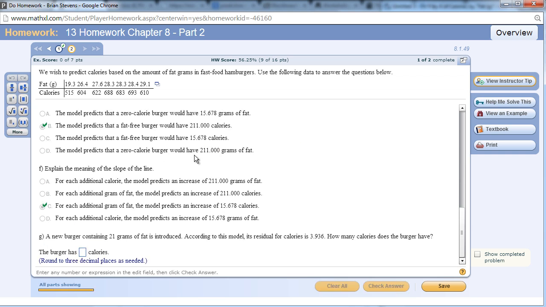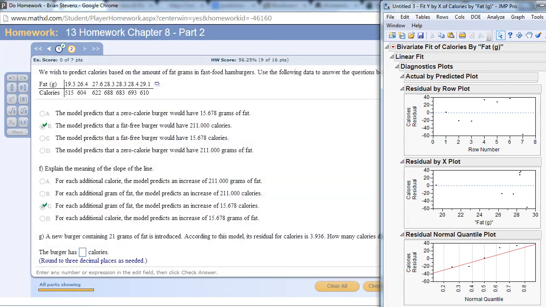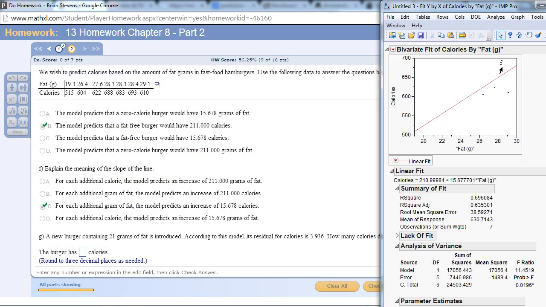A new burger contains 21 grams of fat is introduced. According to the model, its residual for calories is 3.936. How many calories does the burger have? Now to understand the residual, let's look at the plot. When something has a positive residual, its predicted is lower than its actual. So the point would be above. So if we take the predicted right here and add on the residual, we will get the amount. Remember, predicted plus residual will give us the actual. Our formula is residual equals actual minus predicted. So just bringing over the predicted to the other side, residual plus predicted equals actual.